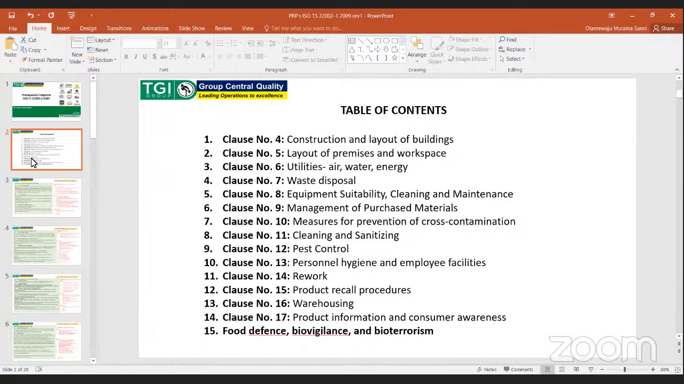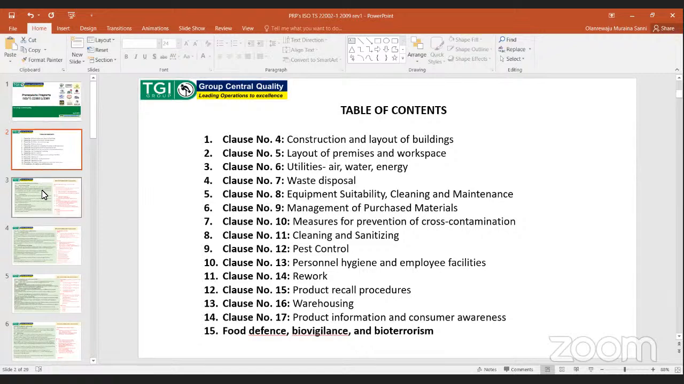Clause 12 is talking about pest control. Clause 13 is talking about personal hygiene and employee facility. Clause 14 is talking about rework. Clause 15 is talking about product recall procedure. Clause 16 is talking about warehousing. Clause 17 is talking about product information and consumer awareness, which also includes food defense, biovigilance, and bioterrorism.